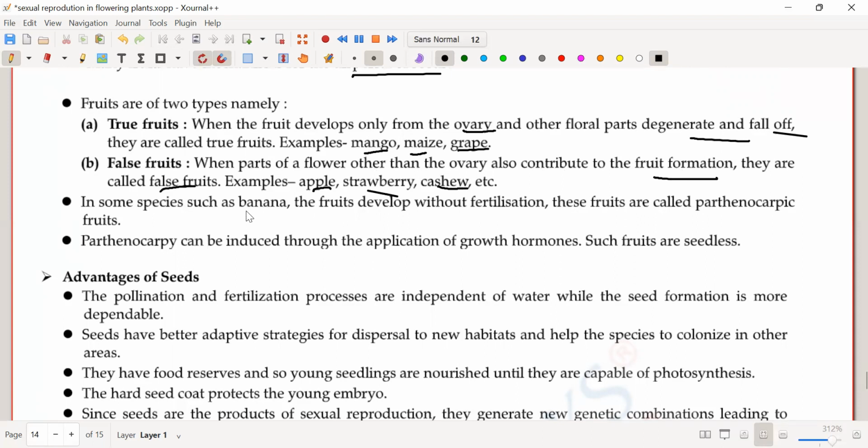In some species, such as banana, the fruit develops without fertilization. These are called parthenocarpic fruits. Parthenocarpy can be induced through the application of growth hormones. Such fruits are seedless.